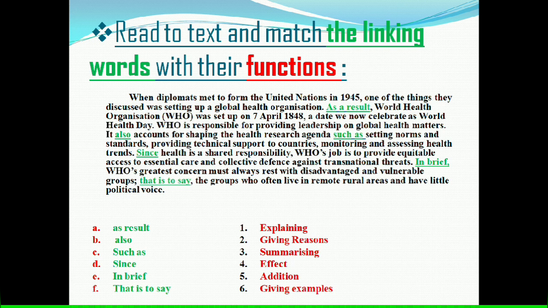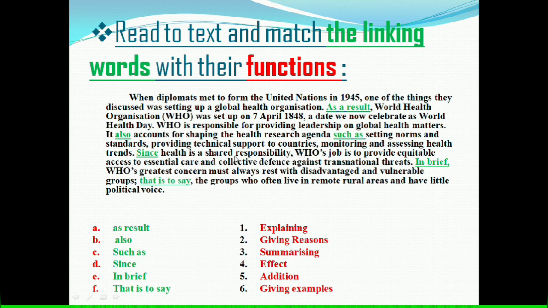WHO is responsible for providing leadership on global health matters. It also accounts for shaping the health research agenda. We are now waiting for the WHO to find a sort of vaccine to corona or to COVID-19, hopefully, inshallah. So I repeat again, it also accounts for shaping the health research agenda, such as setting norms and standards, providing technical support to countries, monitoring and assessing health trends.